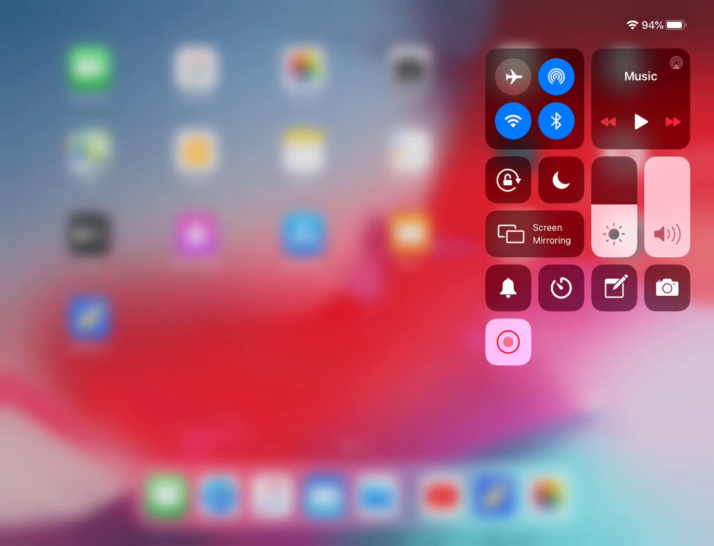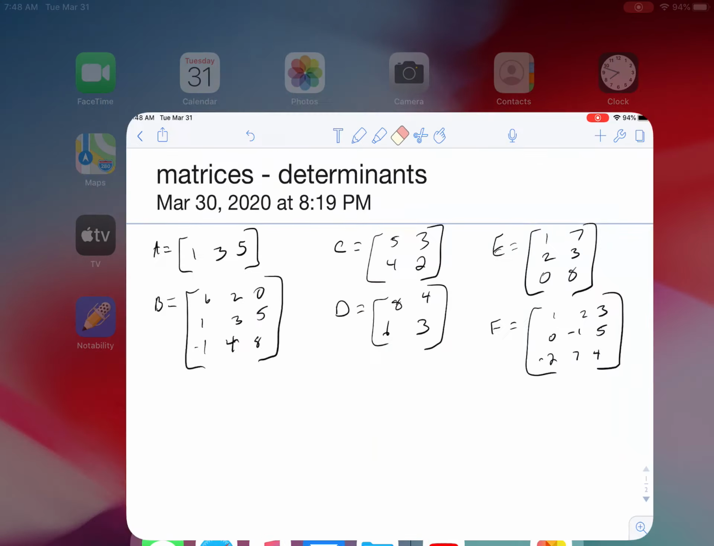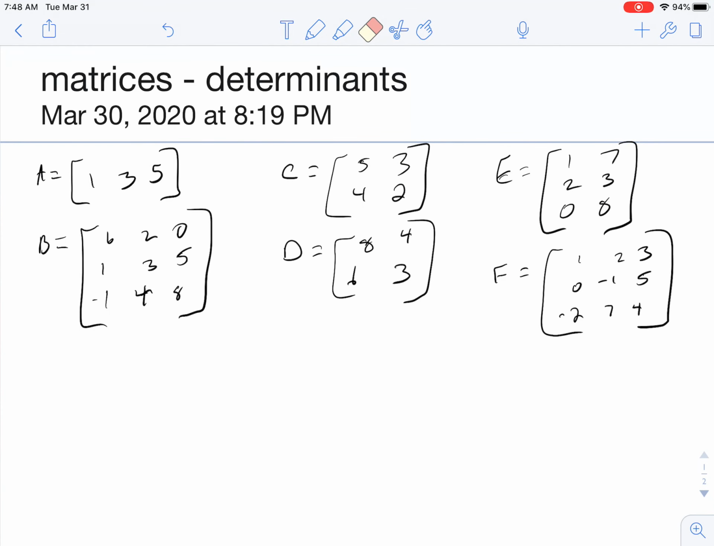Hello, today's lesson will be on finding determinants of a matrix. Now remember, matrices come in all different sizes and dimensions. So here I already have 6 matrices up top.